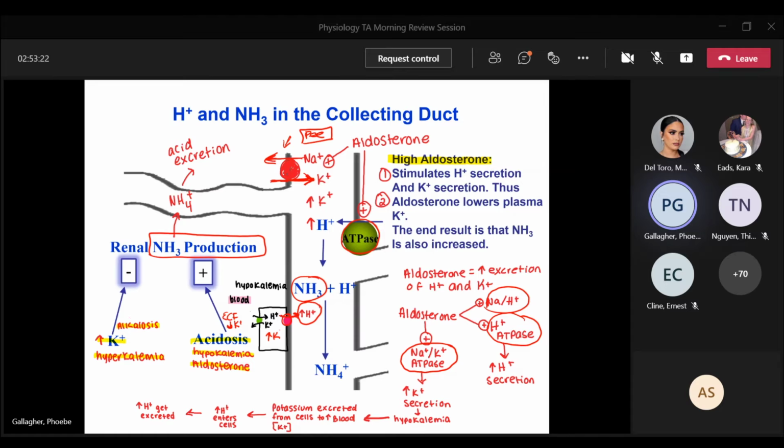Alkalosis will also do the opposite as well, because if you have alkalosis, you don't want to get rid of protons, so you don't need to make ammonia for it. Okay, so those are the ways that aldosterone leads to hypokalemia, and how hypokalemia can lead to ammonia production because it leads to proton secretion. So aldosterone indirectly leads to ammonia production. You can think of it that way.